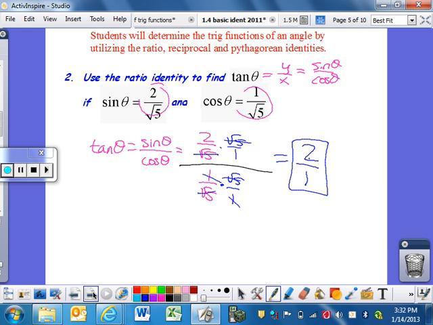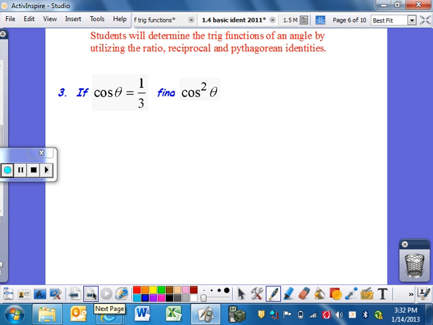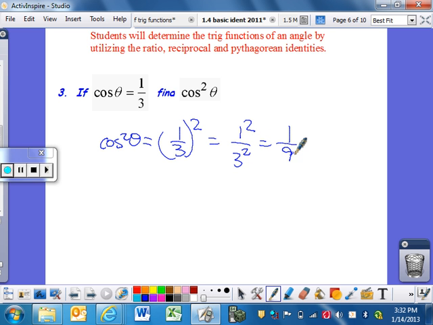And I'm probably even making it longer than it has to be. Okay? So if I give you cosine and I want to know what cosine squared is, it's not any more difficult than you want it to be. You just square it. So cosine squared theta is just whatever cosine was squared. So 1 squared over 3 squared is 1 over 9. So that also can be that simple if you need to use the squaring mechanism at all.